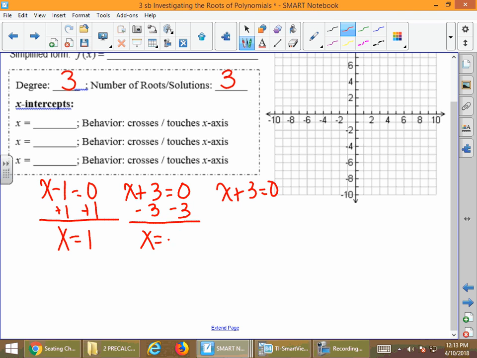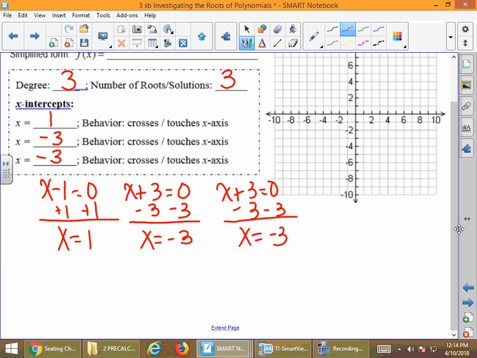We get x equals negative 3. And hopefully you don't have to do those steps. But on the other hand, if you need to do these, that's fine. It helps us identify x equals 1, x equals negative 3, and x equals negative 3. So there we can clarify.